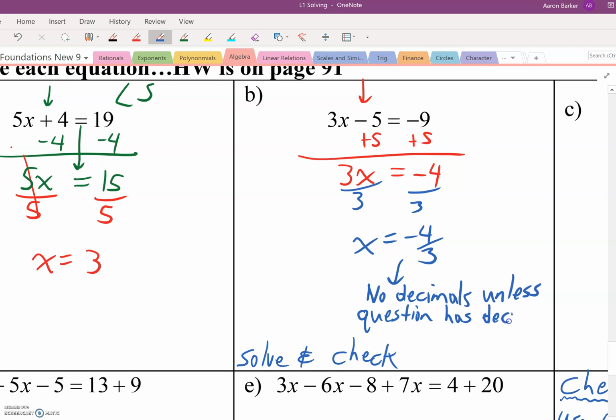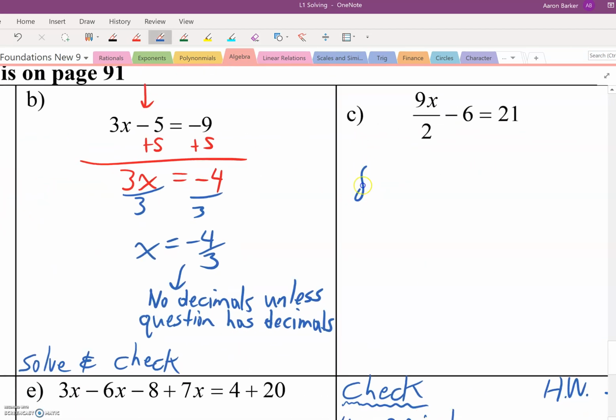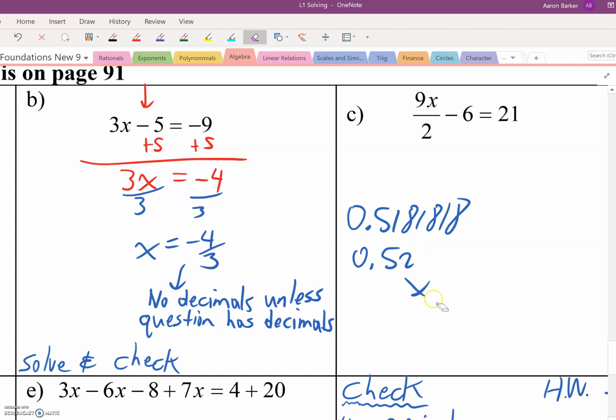So if I give you decimals in the question, then we're looking for decimals in return. Now, if things work out nice and neat, like if you have 3 divided by 6 equals 0.5, it's not the end of the world. But the worst thing we want to do is if we have a decimal like 0.51811818, and we see the answer is 5.2, that's not correct. It's rounded. So we want to try and avoid that. Leave it as a fraction. Okay.